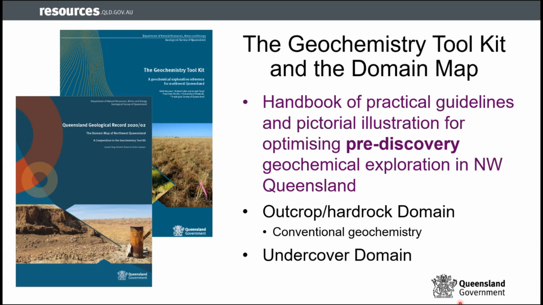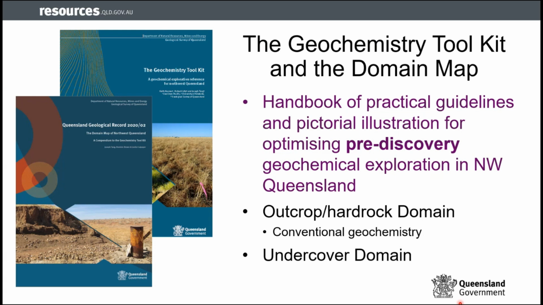But you could use that report for anywhere in Australia. It covers both outcropping and undercover exploration, and it involves examples of both conventional and unconventional chemistry. Things like plant chemistry, soil gas, water, isotopes, you name it. We have looked at all of them and it's summarized in that report.